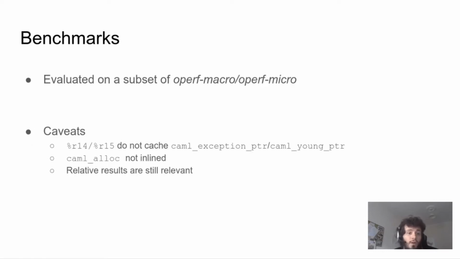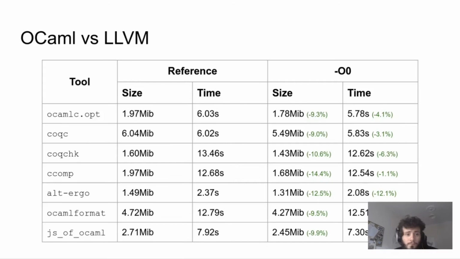These transformations, along with the LLVM code generator, provide some benefit. We benchmarked our optimizer on a subset of benchmarks from Operf-macro and Operf-micro. Unfortunately, we do not yet implement some optimizations performed by the OCaml compiler, which we have disabled in our reference version. We do not cache some globals in registers, and we do not inline allocations. Despite these mitigations, the relative results should still be relevant. Our linker delivers a significant reduction in code size, while LLVM manages to select better instructions, providing some improvement on large benchmarks, and we're quite happy about these results.